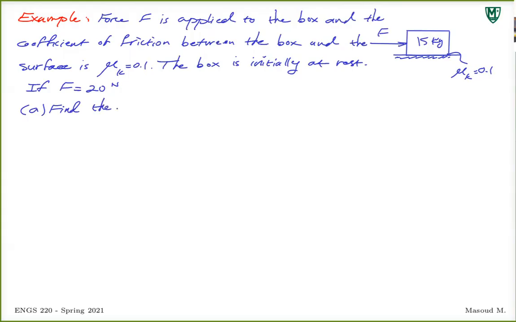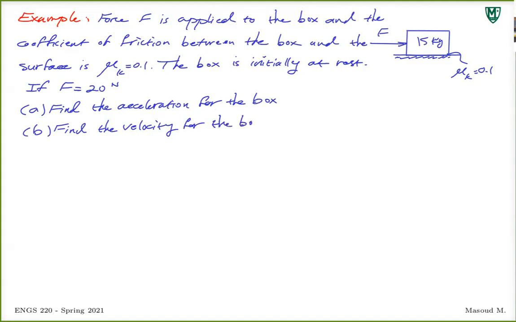A, the acceleration for the box, and B, find the velocity for the box two seconds after the motion starts.